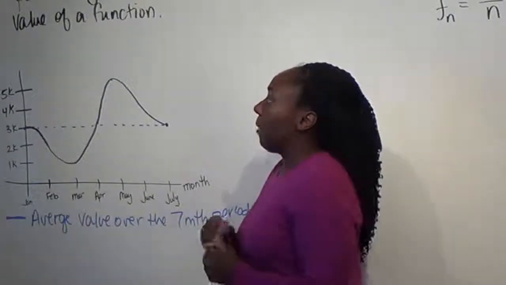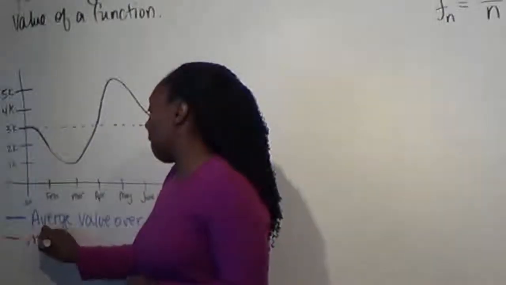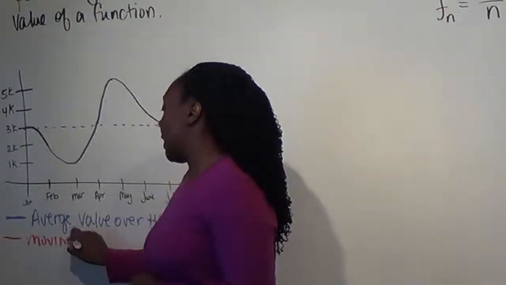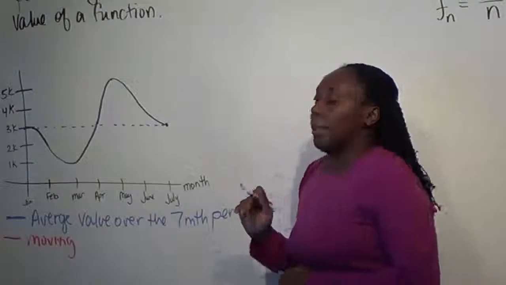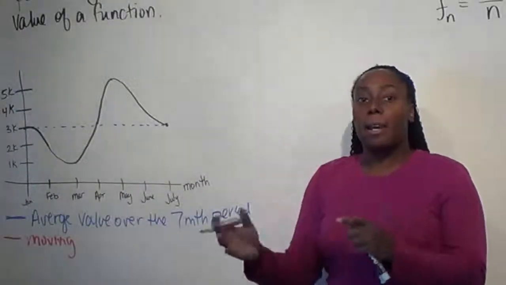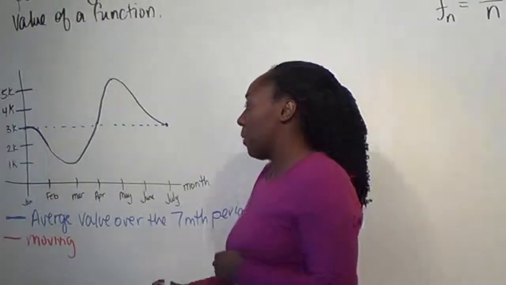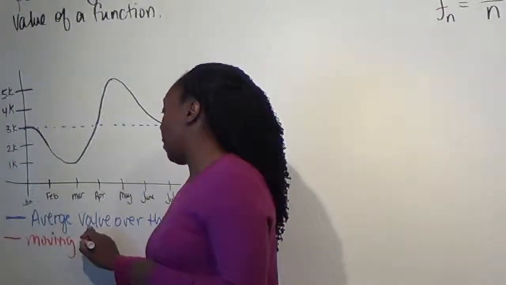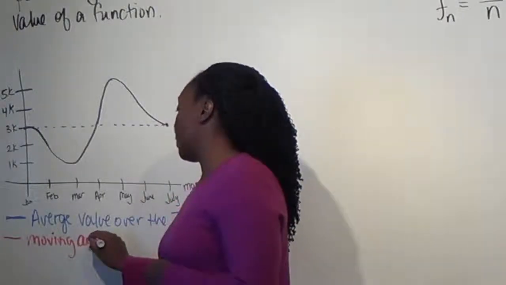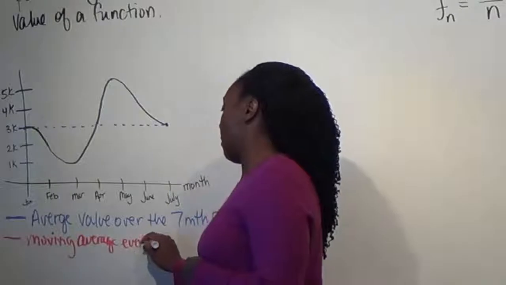Okay? So I can figure out the average value for the whole interval. When I'm talking about a moving average, I'm basically taking this longer period and subdividing it into smaller periods and looking at how the average is changing from those subperiods to the next subperiod. So let's say here I want to look at the moving average every 2 months.